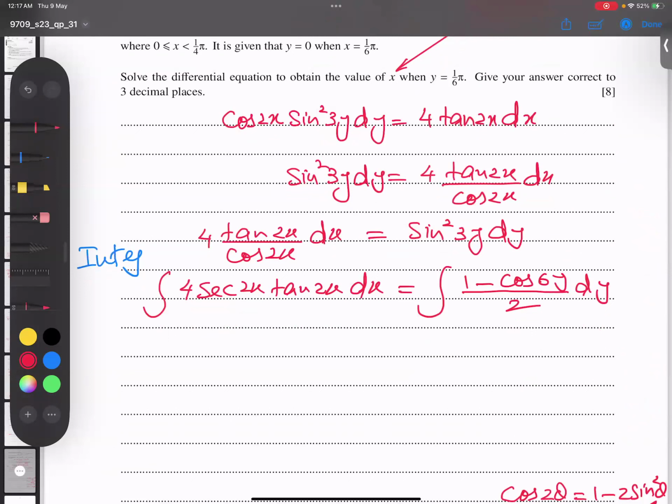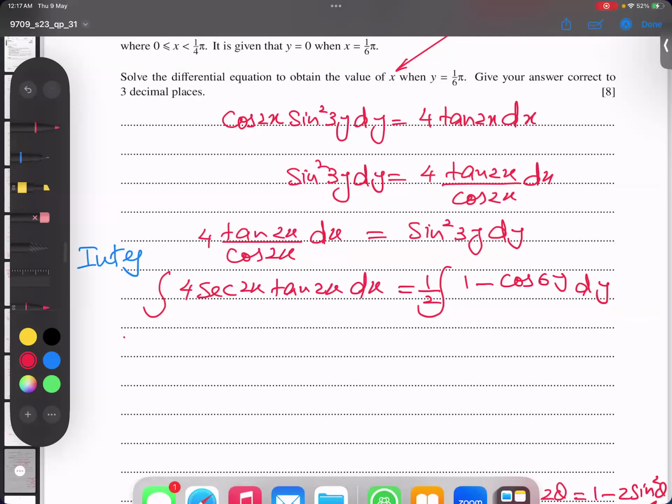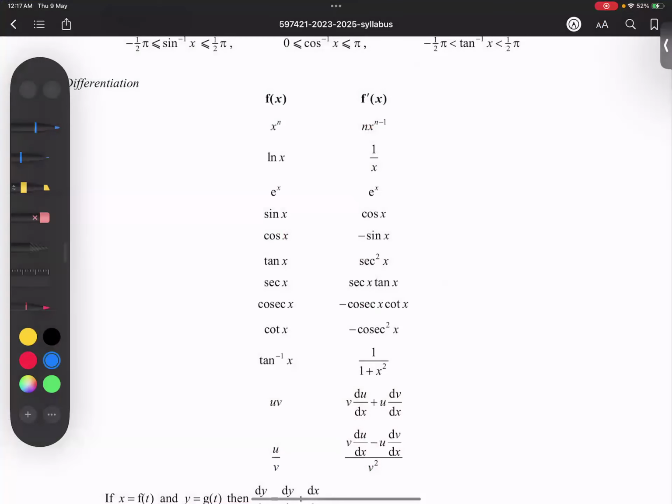Can I integrate? Okay, what is the situation here? And this half I can bring outside even. So look, students, I brought the half outside. Now I want to show you some formulas. Look at here.